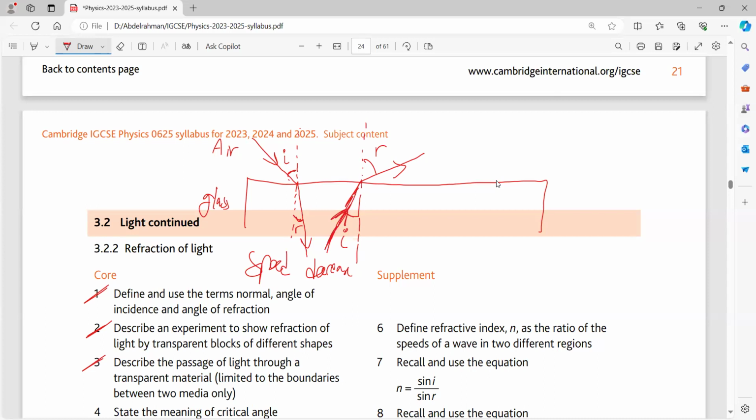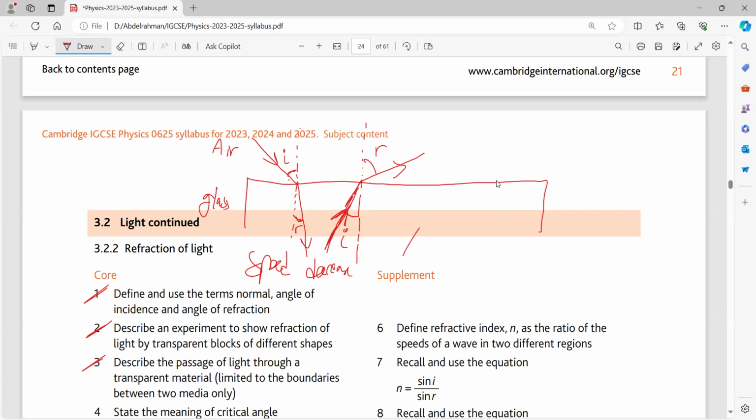What is a critical angle? A critical angle is an angle of incidence from the glass, or from the more dense medium. It doesn't have to be glass, it could be water. It's an angle of incidence from the more dense medium at which the angle of refraction becomes 90, or the refracted ray moves along the surface.